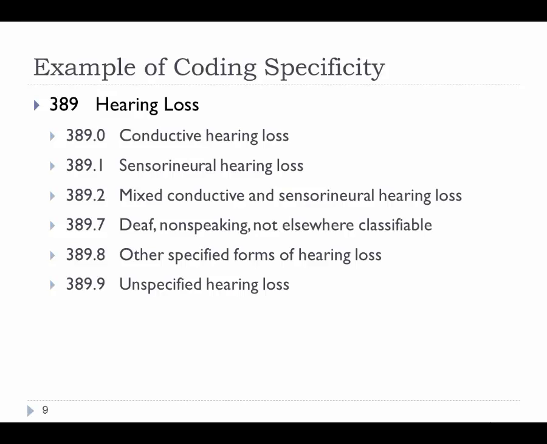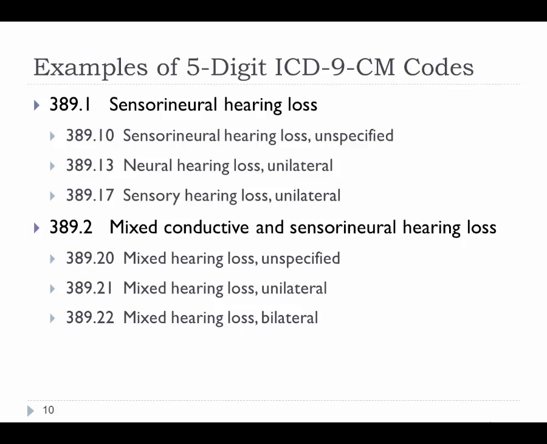In this example of coding specificity, you can see that the 3-digit code is for the general 389 hearing loss category. A 4th digit brings specificity to the site of hearing loss, whether it be conductive, sensory neural, mixed, and so forth. This level of specificity was added in 2008, so the site of hearing loss can be indicated regarding its laterality. This level of specificity is required for reporting a hearing loss diagnosis by audiologists.